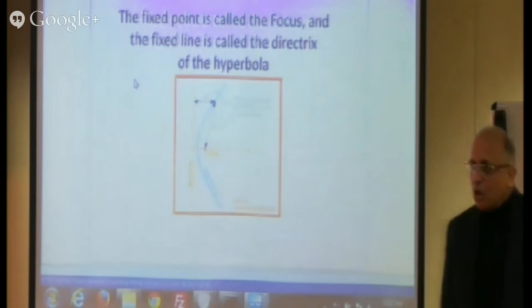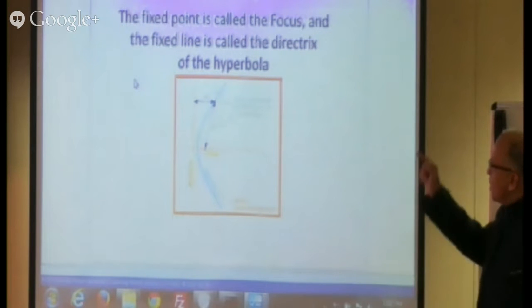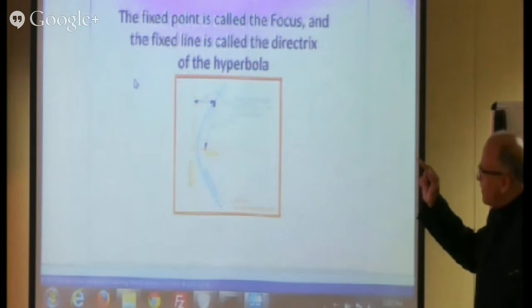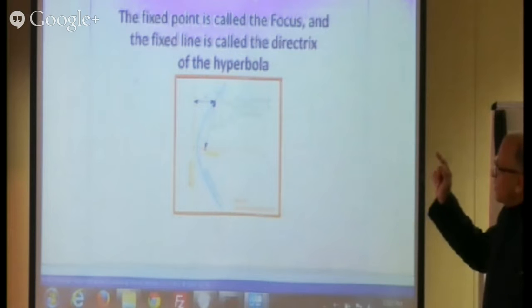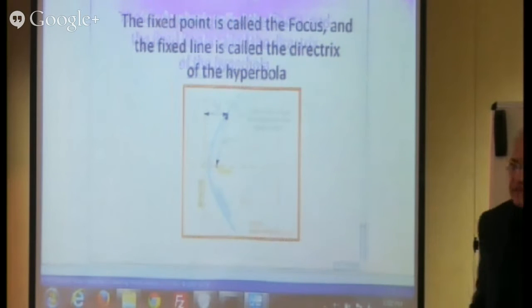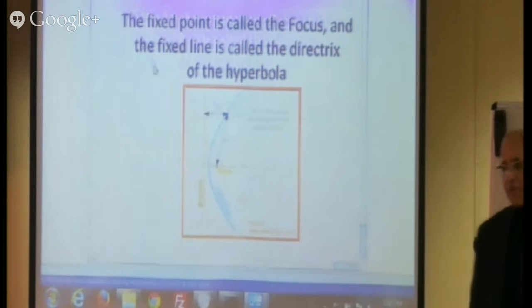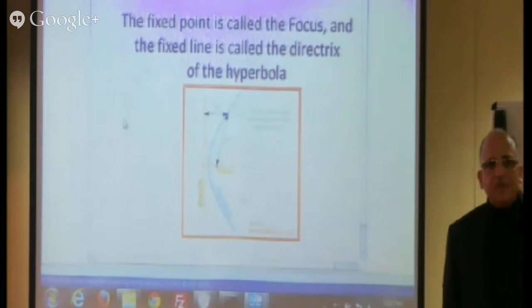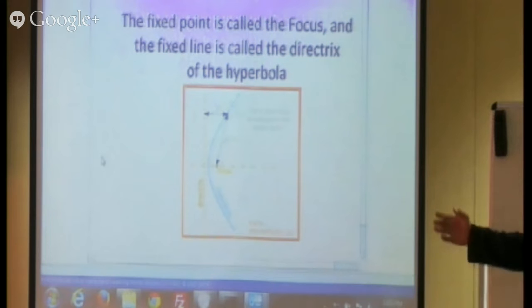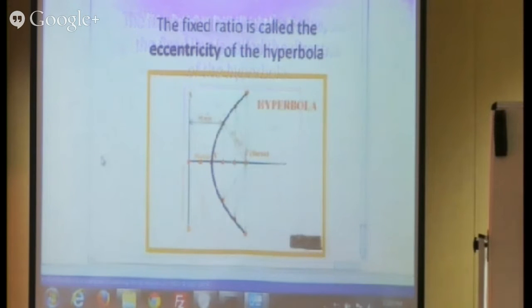So the ratio of the distance of this particular point P from the focus to its distance from the directrix has to be greater than 1. Only then it will form a hyperbola. If it is less than 1, it will form an ellipse. If it is equal to 1, it will form a parabola. So let us see the next slide also.